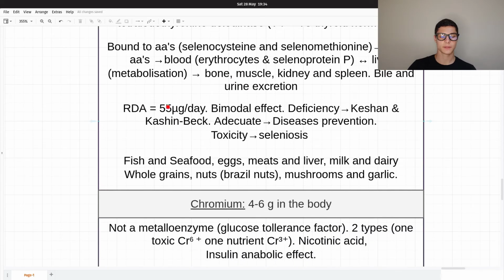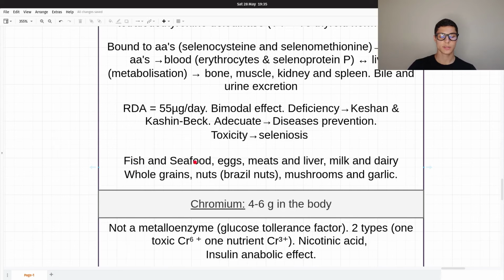The RDA says 55 micrograms a day. It has a bimodal effect, which means that deficiency is harmful, but toxicity as well. And it's very easy to go from deficiency to toxicity because there is not a very big range. The deficiency causes the Keshan and Keshan-Beck disease. The adequate quantities of selenium actually prevent the diseases, and the toxicity, well, the selenosis.